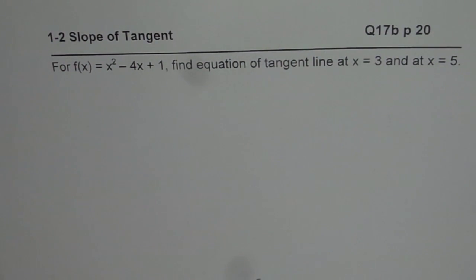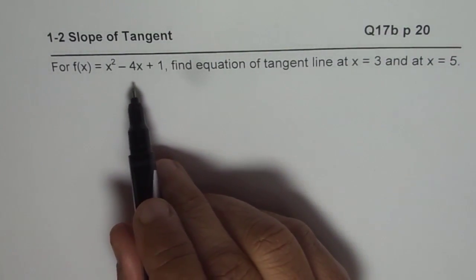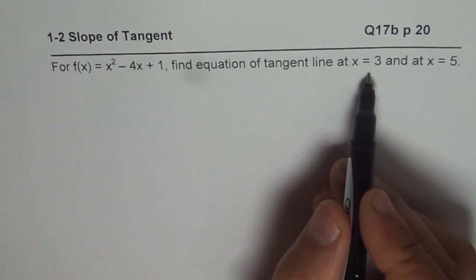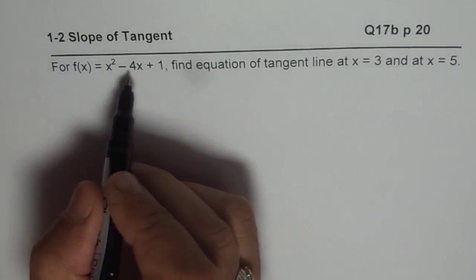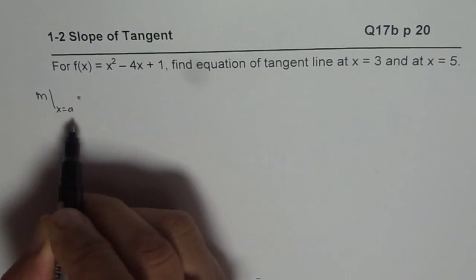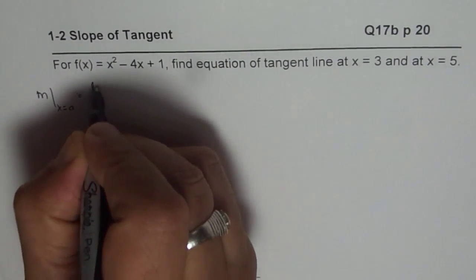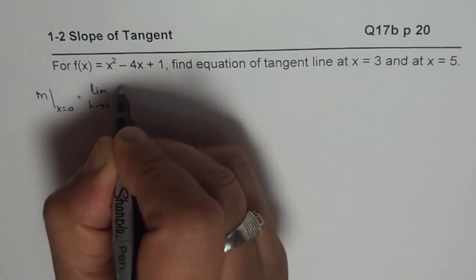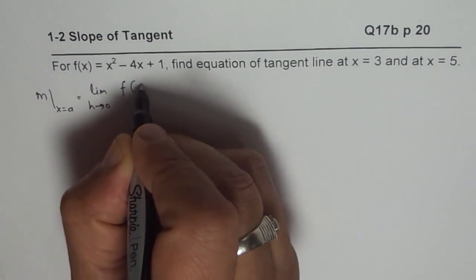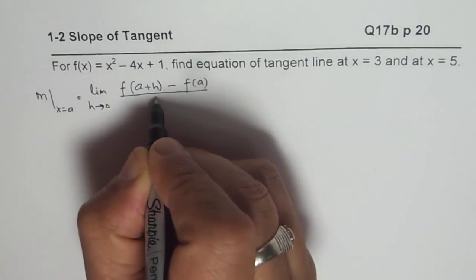Now whenever you want to find the equation of a tangent line at more than one point, it is better to do a general equation for the tangent and then find the specific slope and get the equation, right? So we'll find the slope at x equals a, any point x equals a on this particular graph. We can write this as the limit h approaches 0, f of a plus h minus f of a divided by h, since a is the general point.